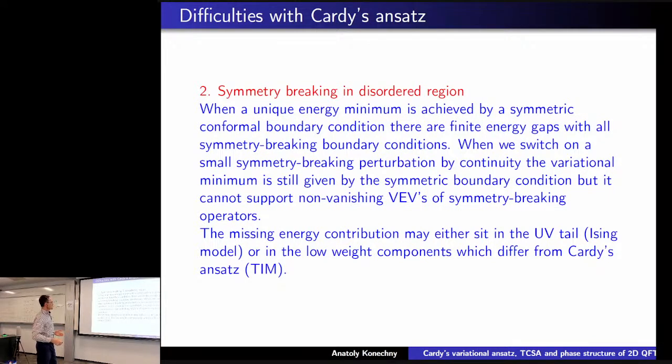Here I looked in detail at two examples. In the Ising model, it seems that the missing energy contribution sits in this UV tail. You can analyze that.